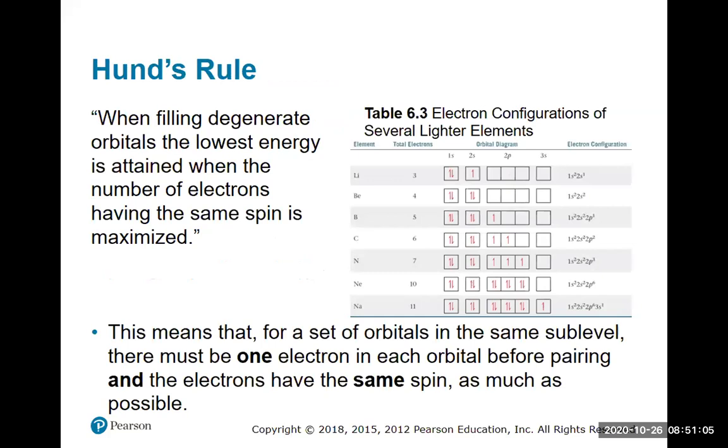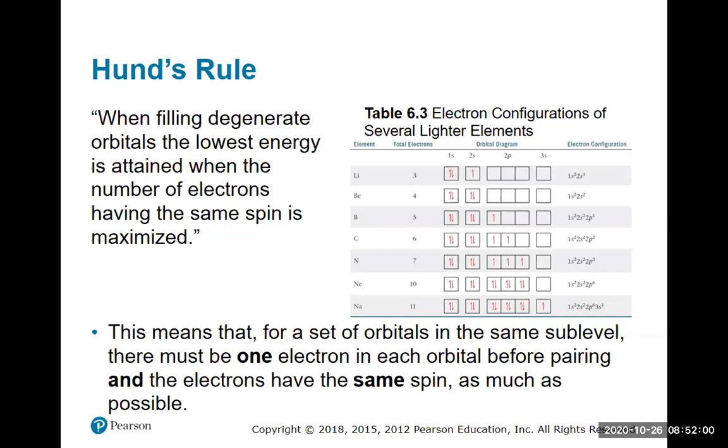There's something called Hund's rule. When filling degenerate orbitals, the lowest energy is attained when the number of electrons having the same spin is maximized. So what that means is, first of all, does anyone remember what degenerate orbitals meant? Degenerate orbitals just means that all of those orbitals have the same energy. And in this rule, we're talking about degenerate orbitals, where the lowest energy is attained when the number of electrons with the same spin is maximized. Why do we want the lowest energy? We want the lowest energy because that's going to be the most stable configuration. By most stable configuration, I mean the one that you're most likely to find.